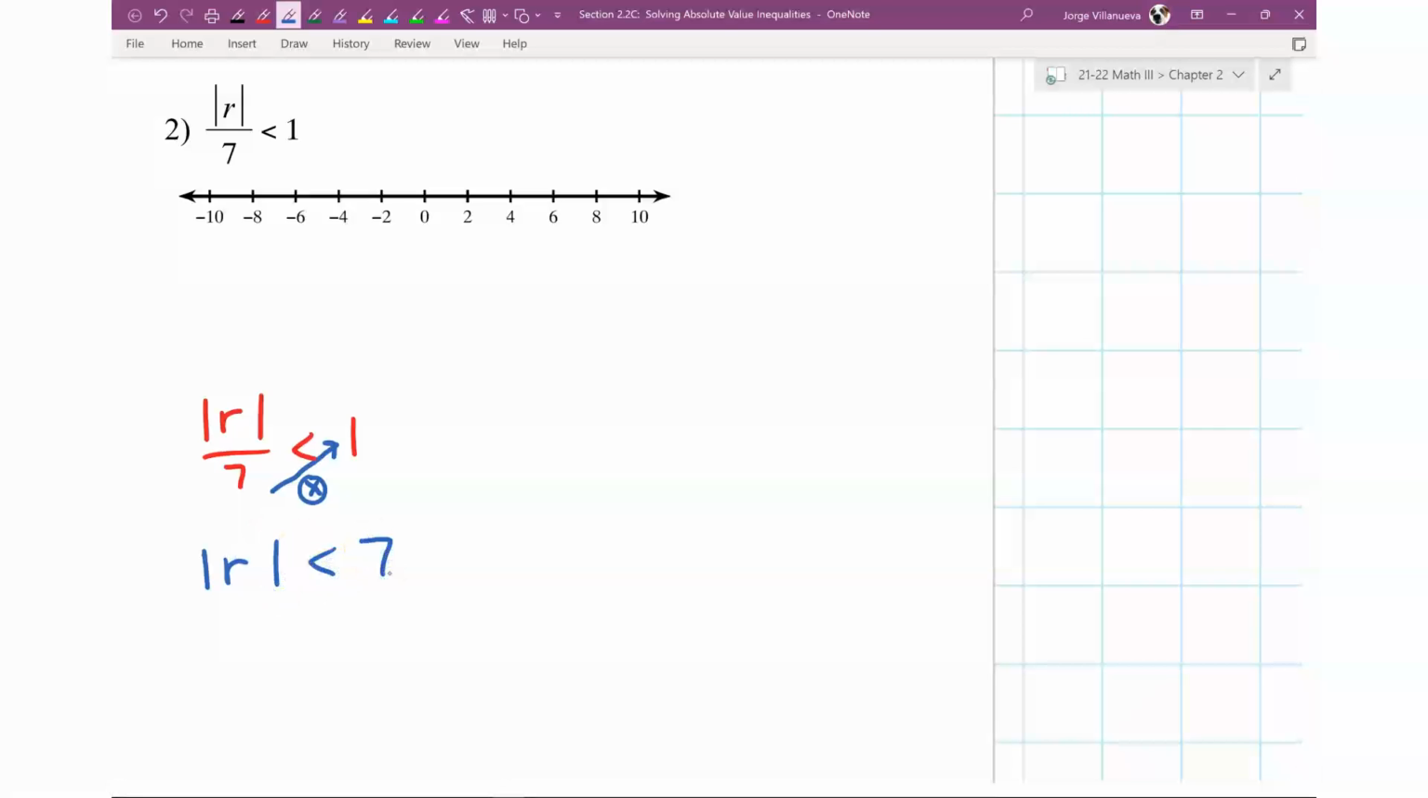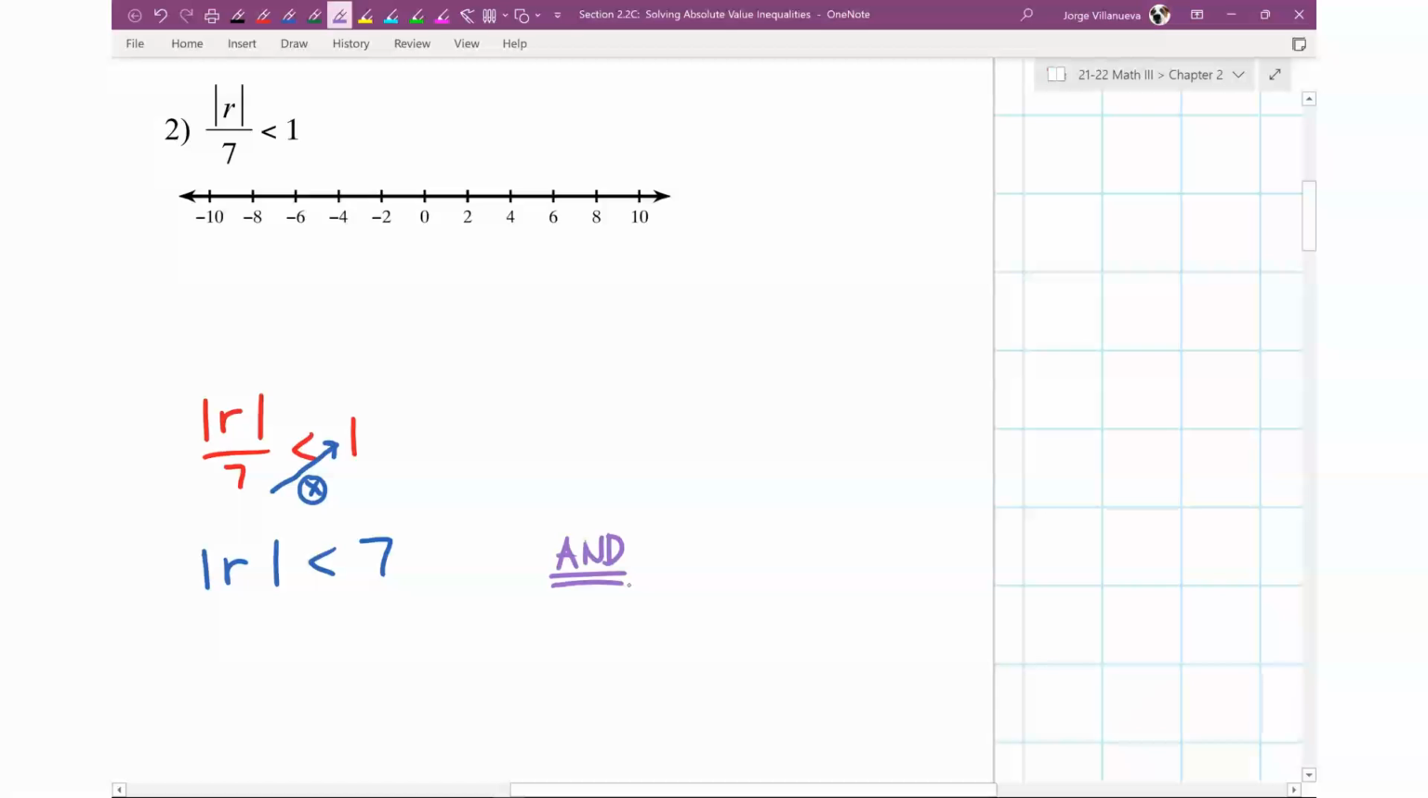At this point is when I ask myself, is this an and or an or problem? Look at the inequality. Look at this inequality right here. It's pointing to the left. That makes it an and problem. Okay? So I'm going to write that down right here. This is an and. That means when I graph it, they better be pointing towards each other.